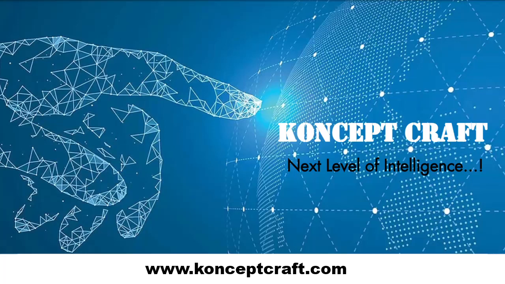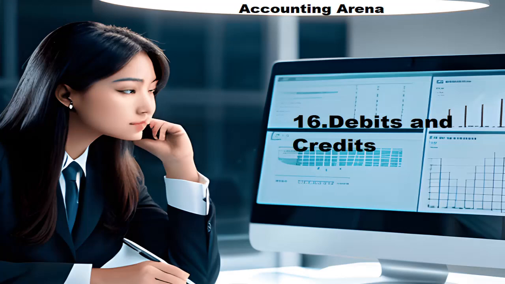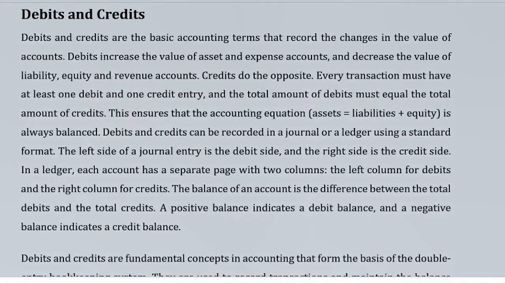Now let's begin our today's lesson. Debits and credits. Debits and credits are the basic accounting terms that record the changes in the value of accounts. Debits increase the value of asset and expense accounts, and decrease the value of liability, equity, and revenue accounts. Credits do the opposite. Every transaction must have at least one debit and one credit entry, and the total amount of debits must equal the total amount of credits.